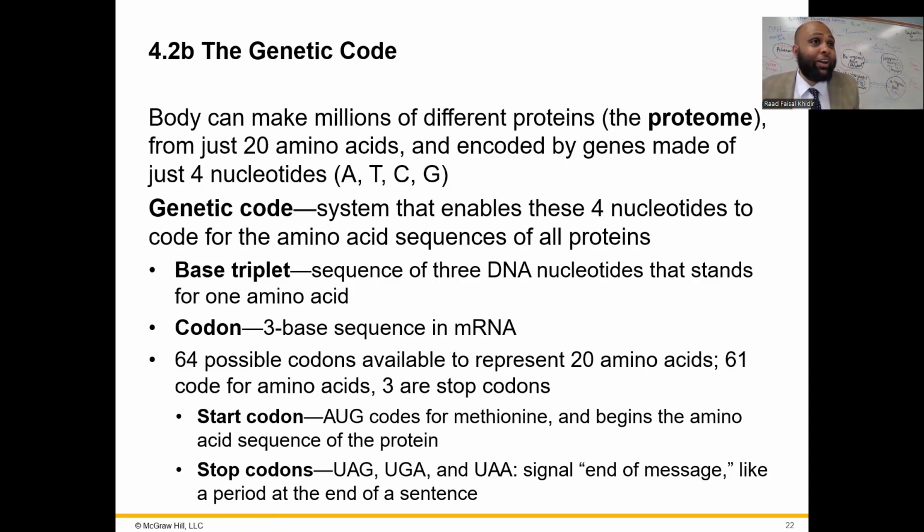And you gotta know also your start codon. AUG. So AUG codes for methionine, and begins the amino acid sequence of the protein. That's methionine.